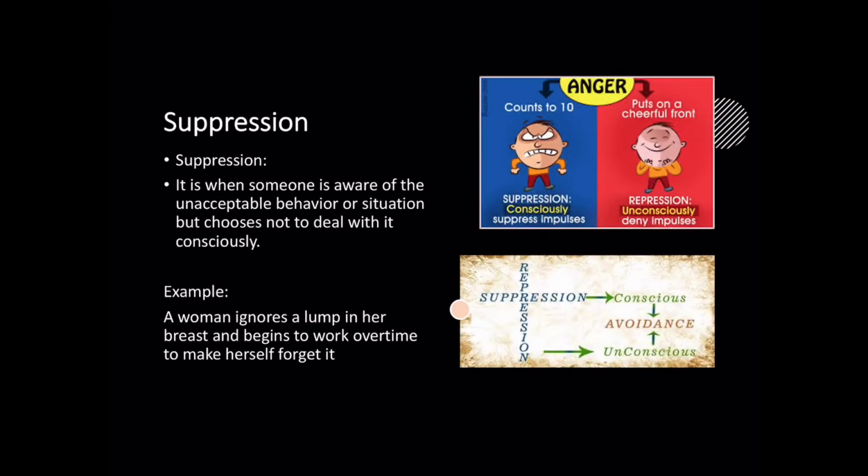The next defense mechanism we'll be speaking about is suppression. Suppression occurs when someone is aware of this unacceptable behavior or situation he is in, but still chooses not to deal with it consciously. An example could be a woman ignoring a lump in her breast and beginning to work overtime just to make herself forget it, instead of getting screened for breast cancer possibly.